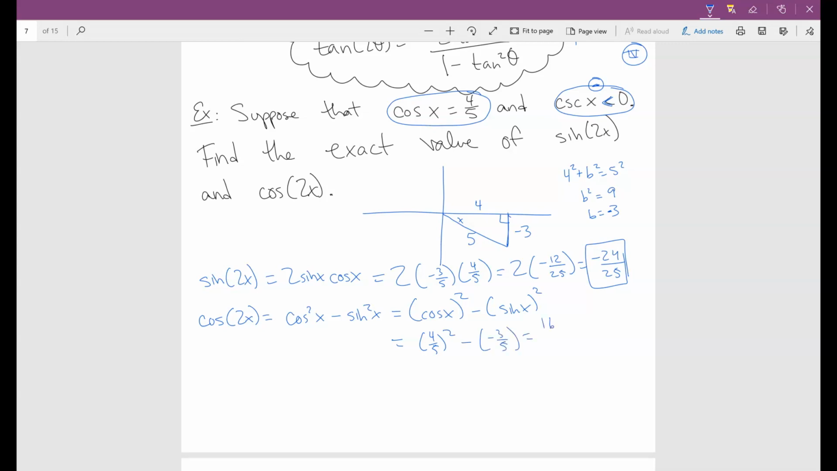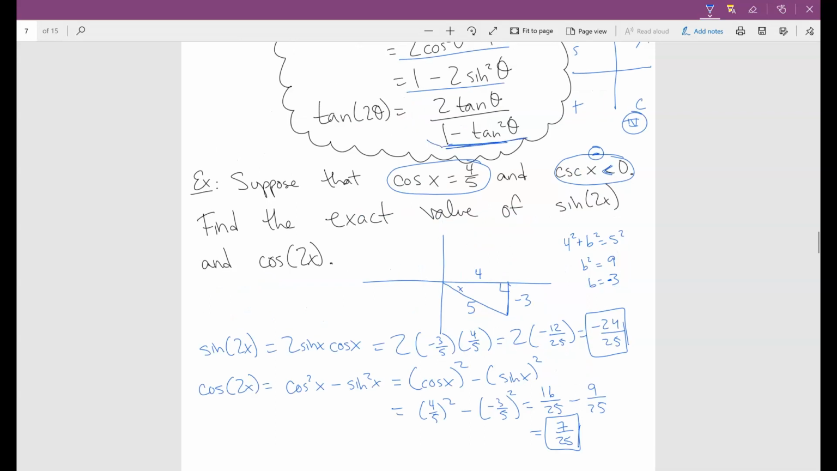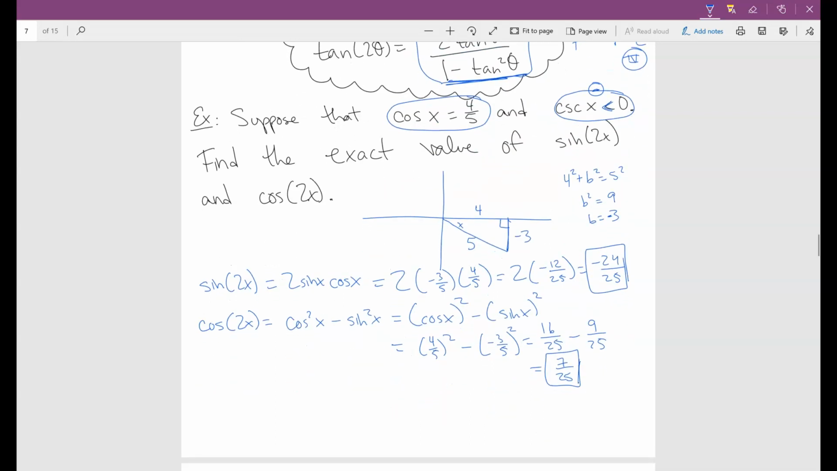So this is going to give me 16 over 25, minus 9 over 25. Okay, this one was 4/5, just making sure, and this one was negative 3/5. Good, perfect. Now we take 16 and subtract 9, and we get 7 over 25. That would be cosine of 2x. Obviously we didn't ask for tangent, but if we wanted to find tangent, we could have used this formula. Or we could have just divided the sine over the cosine, which would also have given me the tangent.